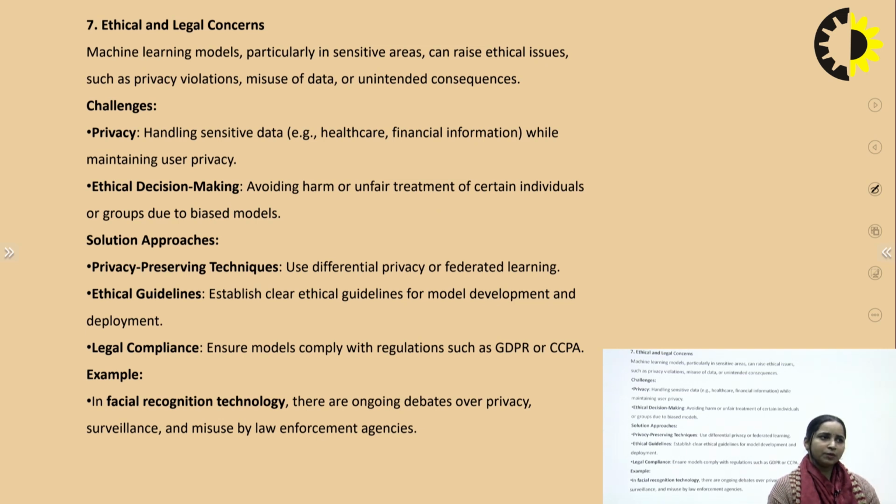So the solution can be privacy preserving techniques, ethical guidelines, legal compliances, and as an example we can take facial recognition technology that are ongoing debates, or privacy surveillance and misuse by law enforcement agencies.